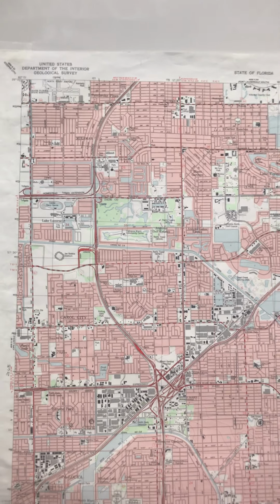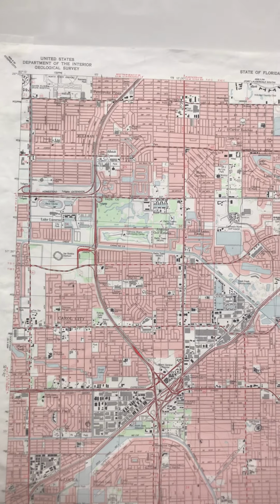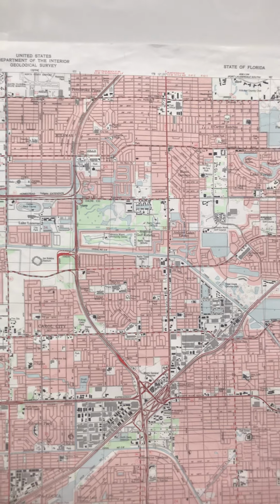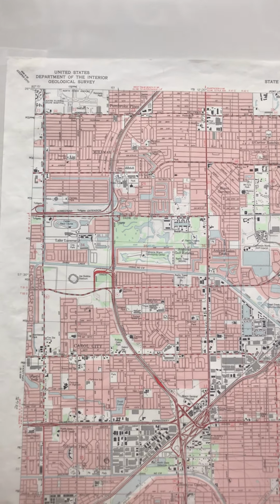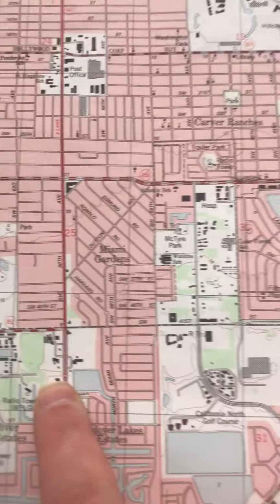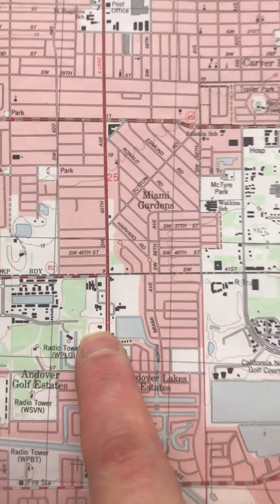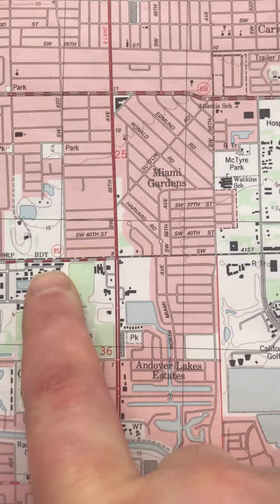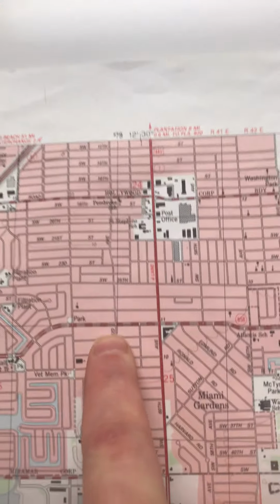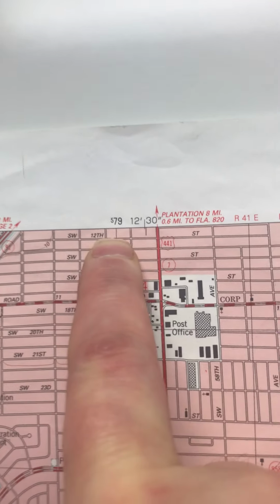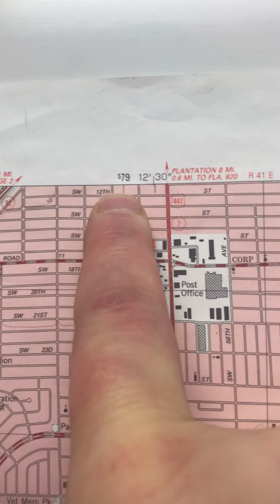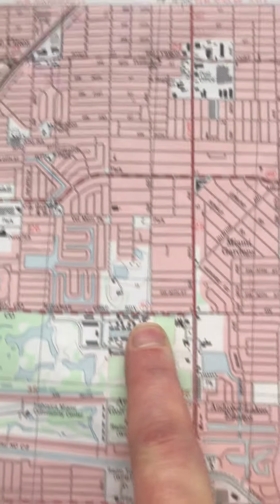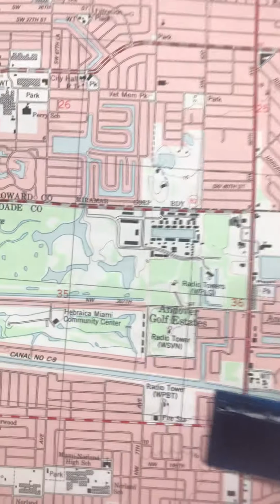Okay, so now we have this map of North Miami, and we're going to calculate the UTM coordinates of some arbitrary building on the map, right? So here we have a little building, and here we have a UTM line. If we follow the UTM line up here, we see that the easting is 579,000. So where were we? We're here, right?